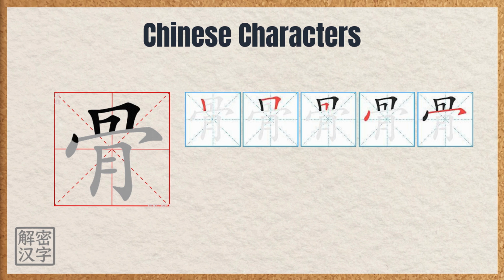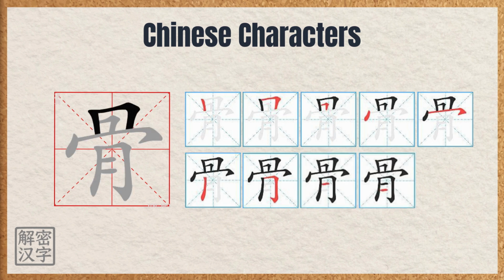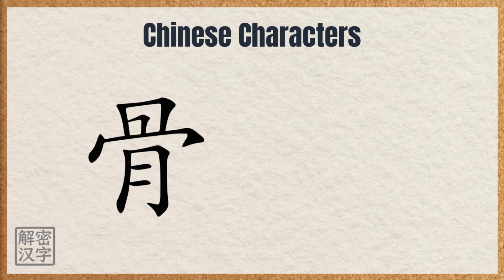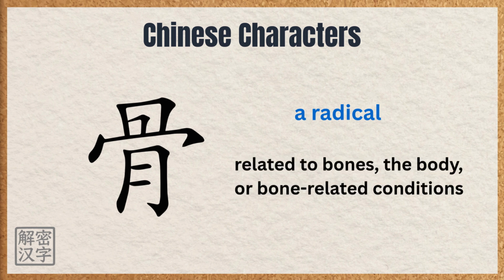Finally, write the lower part, the meat component. Do you still remember the stroke order? First, the vertical stroke, then the horizontal turn with hook, and finally, write 2 horizontal strokes inside. That's it. Did you get it? The character gu can also be used as a Chinese radical, often called the bone radical. Characters built with it are almost always related to bones, the body, or bone-related conditions.